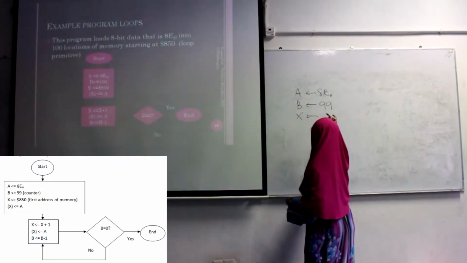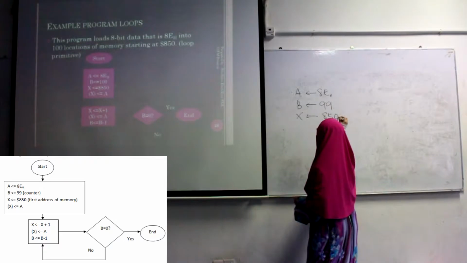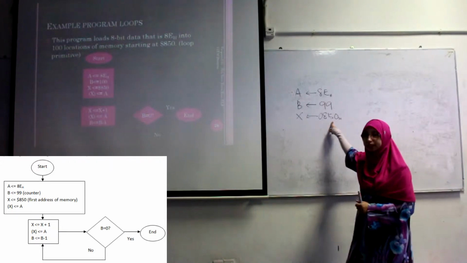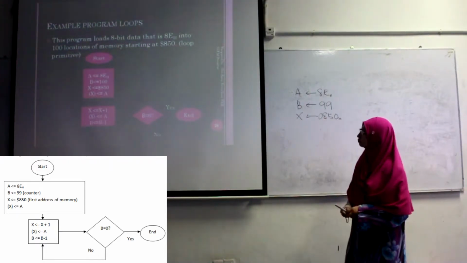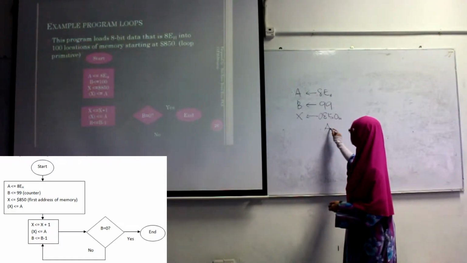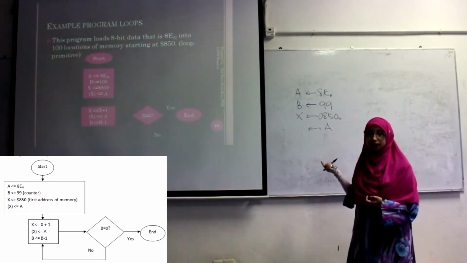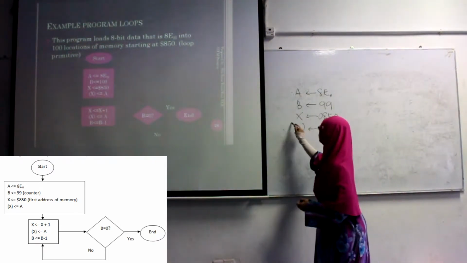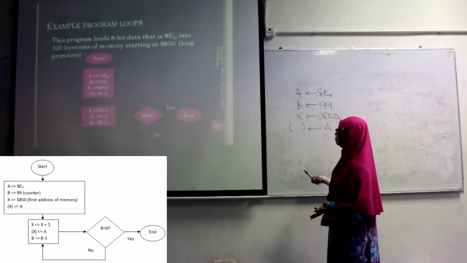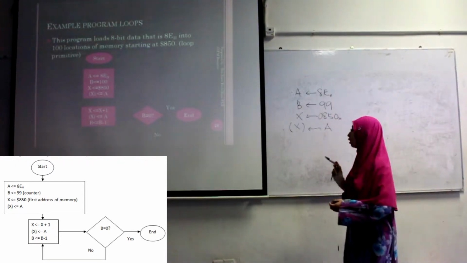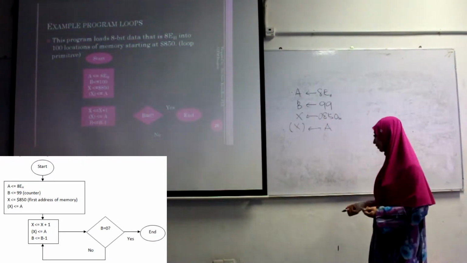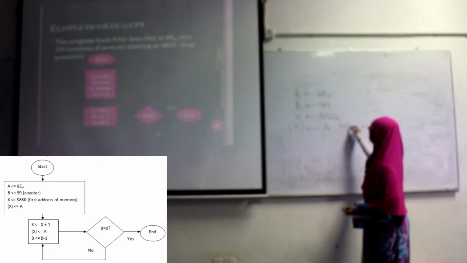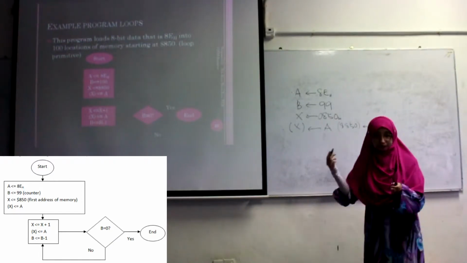We put X as our first address, which is 850. X has 16 bits, so we put 4 digits of hexadecimal number, 0850. And then next, A must be loaded. What we have in A is AE, and we have to load it into memory. Our memory is pointed by X, and in X we have 850. So now AE is inserted into 850 in memory. That is the first instruction.